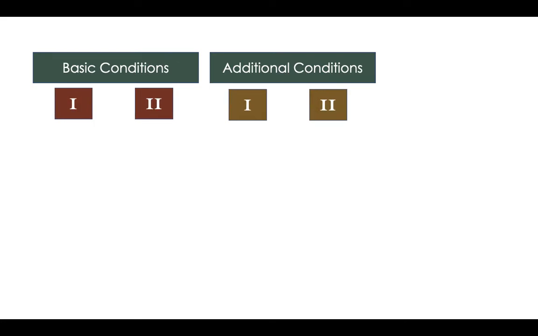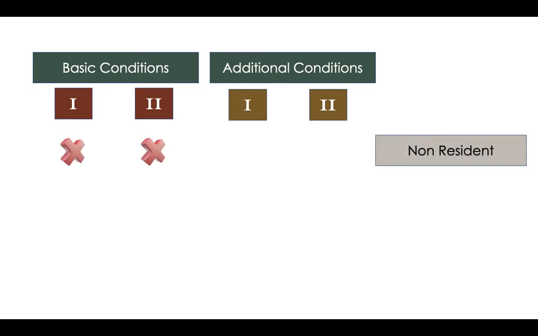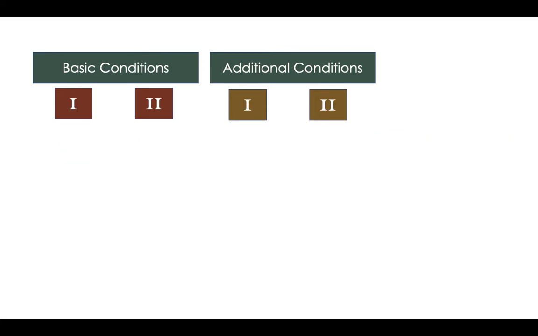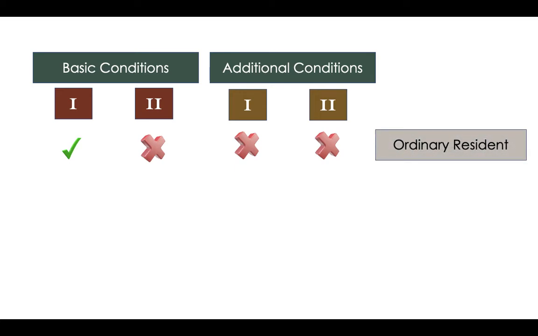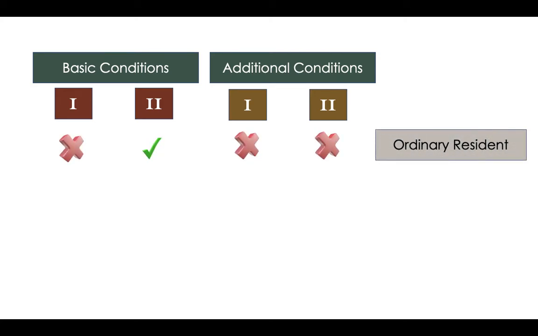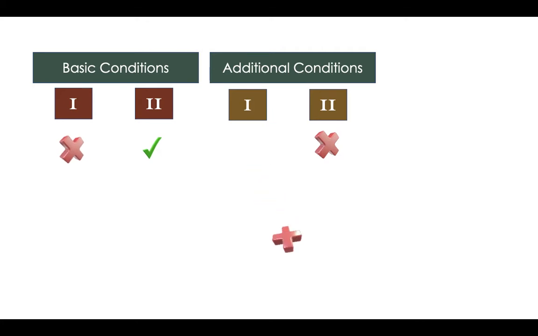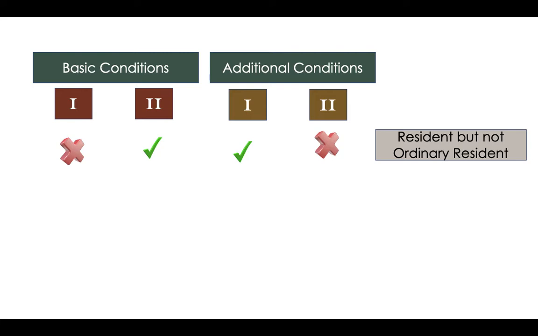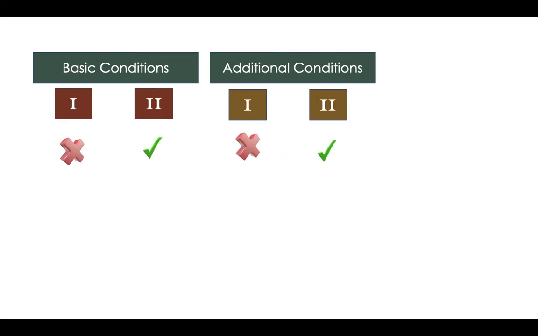So there are two basic conditions. Additional conditions also, there are two additional conditions. If both the basic conditions are not satisfied, he is a non-resident. If the first basic condition is satisfied, he is a resident. If the second basic condition is satisfied, he is a resident. If any one of the additional conditions is satisfied, he becomes a resident but not ordinary resident.